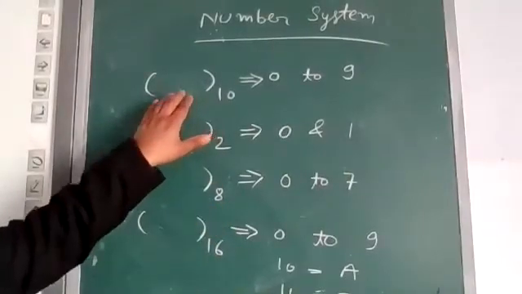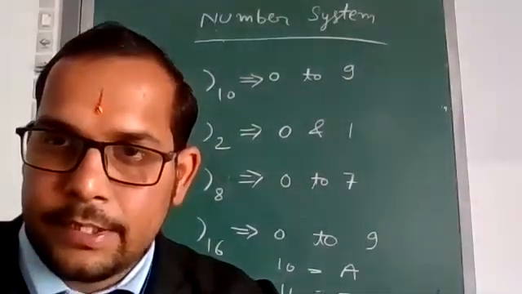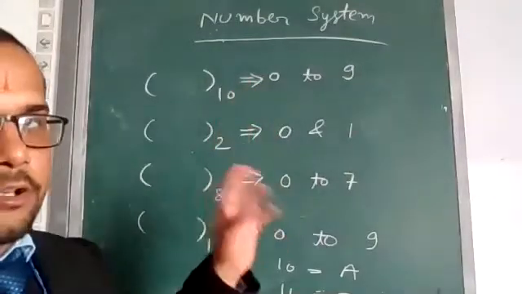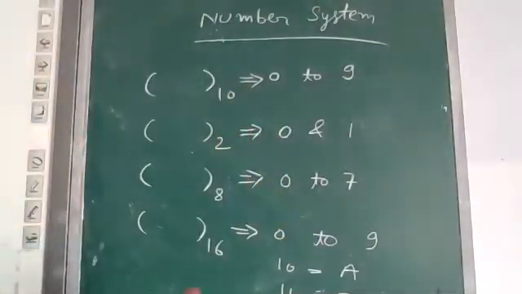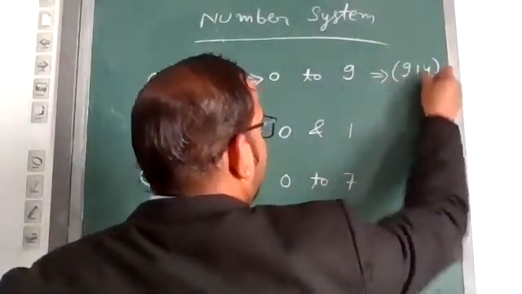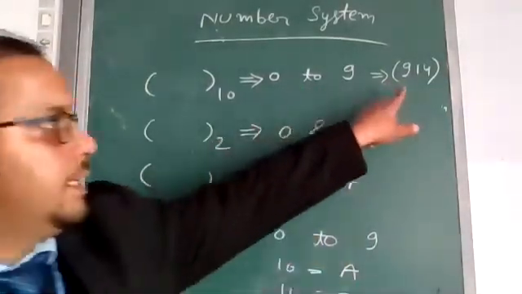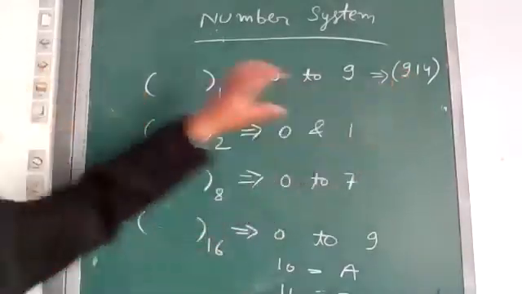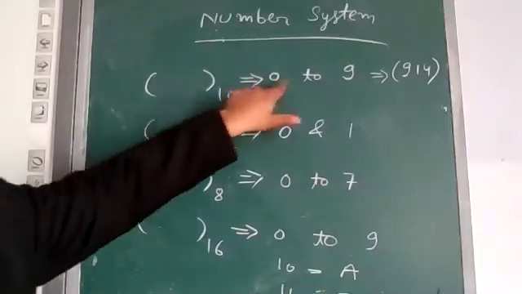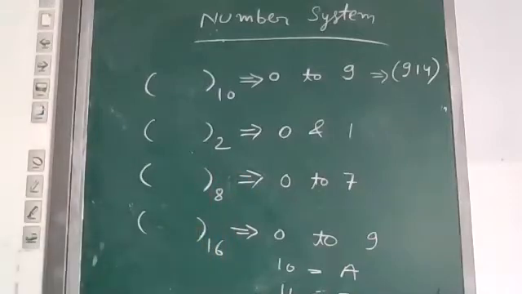The decimal number system is also called the base 10 number system. It represents numbers from 0 to 9, or it considers all the whole numbers. For example, 914 is a number which comes under base 10 as well as base 16. Look, in 10 the digits 0 to 9 come, and in 16 also 0 to 9 come. You can differentiate these numbers by their base.